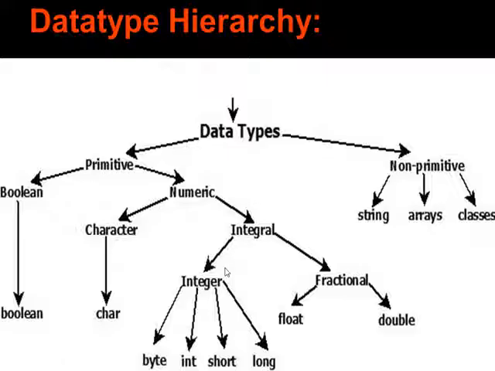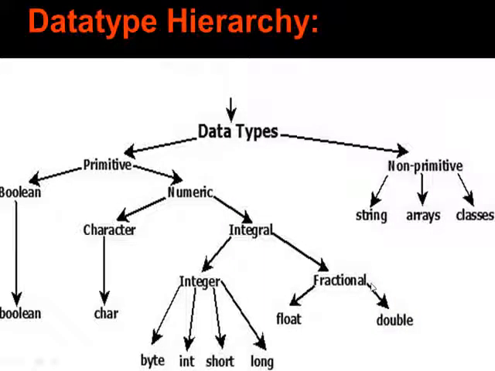Fractional is again divided into two types, that is float and double. These two are also going to store fractional digits, but based on the fractional digits we are going to get, it will use either float or double.